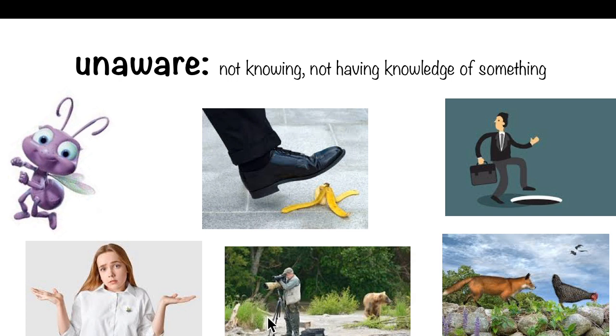Look at that. You see that picture? The photographer is unaware of the bear. He doesn't know that it's there. Same like with this fox and the chicken. The chicken is unaware that the fox is behind it. So, what does unaware mean? Not knowing something. The teachers were unaware that school will close so soon. Or, my mom was unaware that I took her ring. Or, my brother was unaware that we had a big dinner.